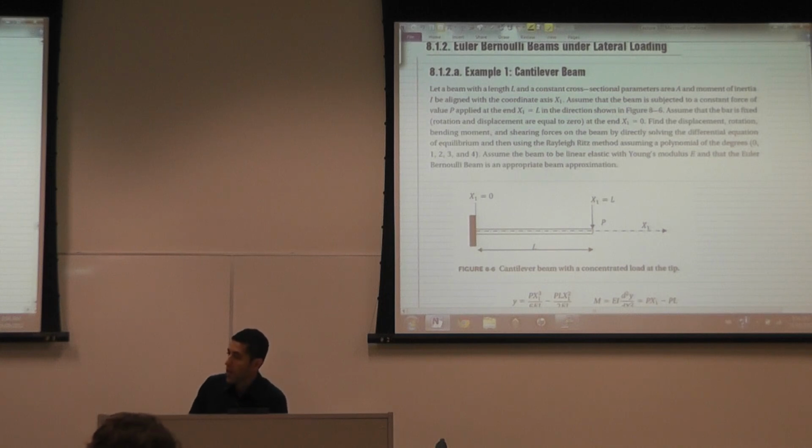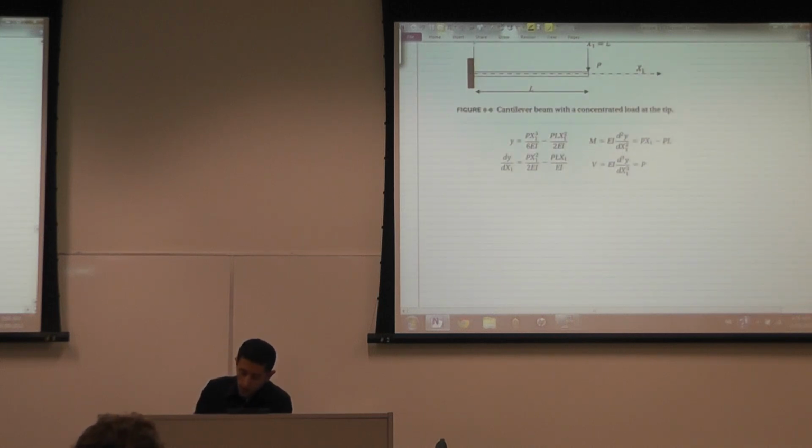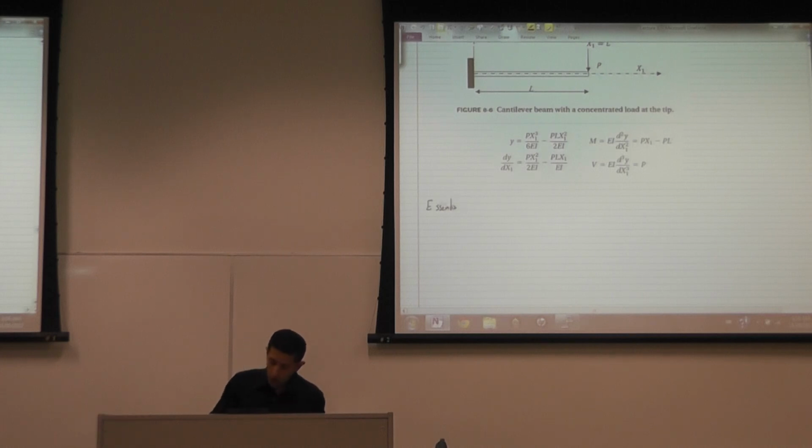Types of beams that we are looking at: beams under axial load and beams under lateral loading. For beams under lateral loading we're using the Euler-Bernoulli beam. The only difference between this beam and the previous beam is what the essential boundary conditions are, and what the form of the potential energy is. Just to follow the same procedure, this is the exact solution.